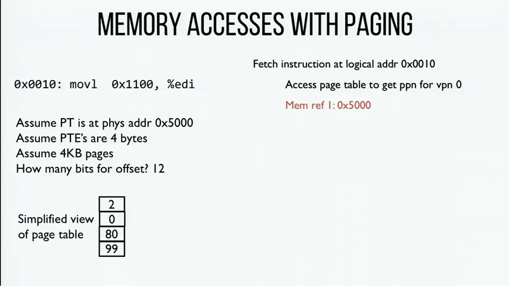When we read that memory location at 5,000, we will see that the PPN for this address is 2, and so then we'll construct our physical address, and we will read from page 2, offset 010, for that logical address. The point of this is that you thought you were just fetching one instruction, but the hardware actually needs to do 2 memory references. It needs to read the page table to find out the address where that data lives. So this is pretty painful.